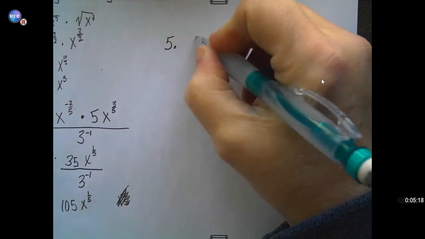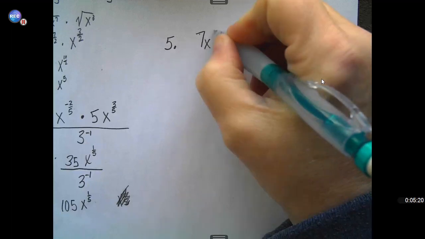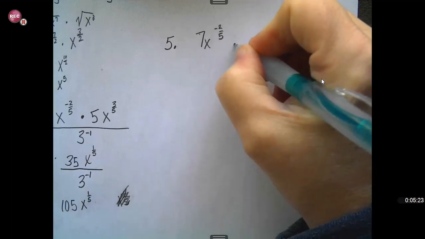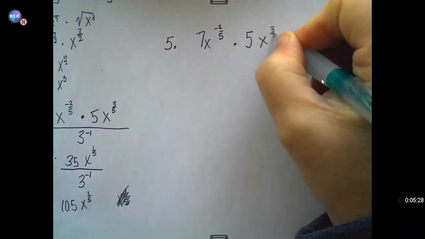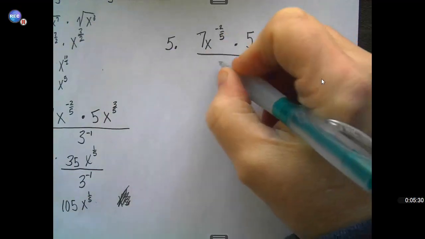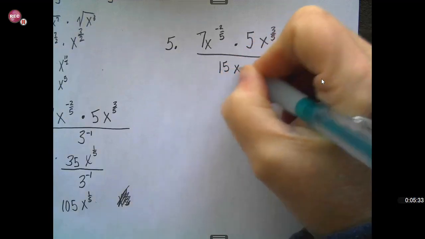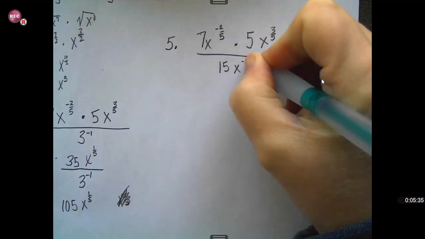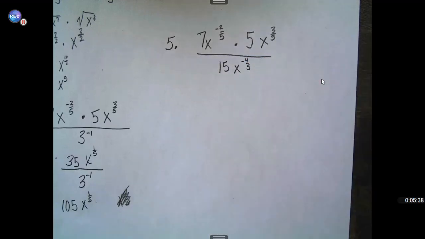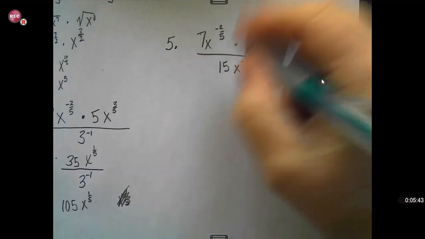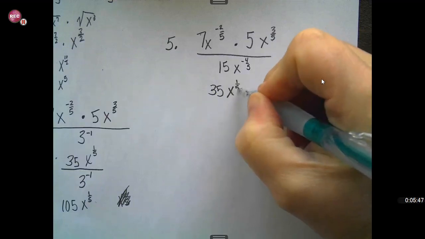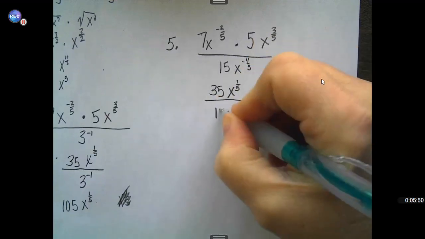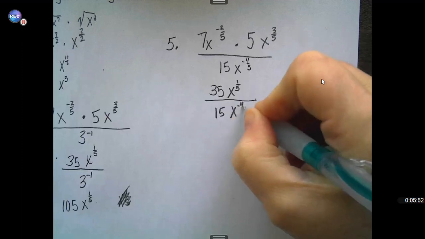Let's do this problem again. I have 7x to the negative 2/5 times 5x to the 3/5. I had the numerator correct, but the denominator is 15x to the negative 4/5, which is going to be a completely different story in the bottom, obviously. So again, I would do the same thing in the top. 7 times 5 is 35. Add the exponents, I get x to the 1/5 over 15x to the negative 4/5.